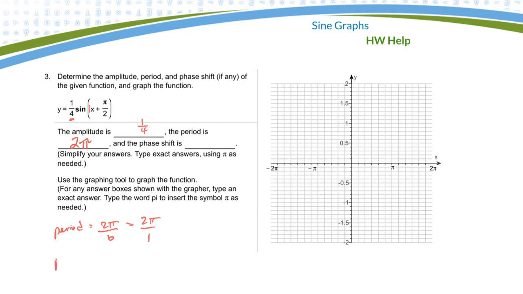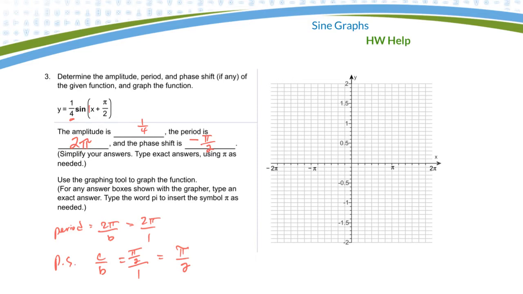Phase shift is c over b, and c in this case is pi over 2, and b is 1, so pi over 2 divided by 1 is just going to be pi over 2. So the phase shift is pi over 2, but it's going left. Since it's going left, we usually put a negative sign out front to indicate that, so negative pi over 2. And then they say use the graphing tool.